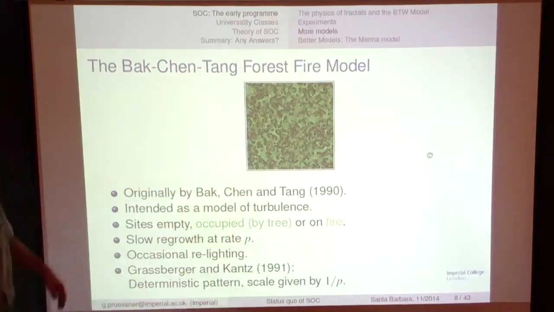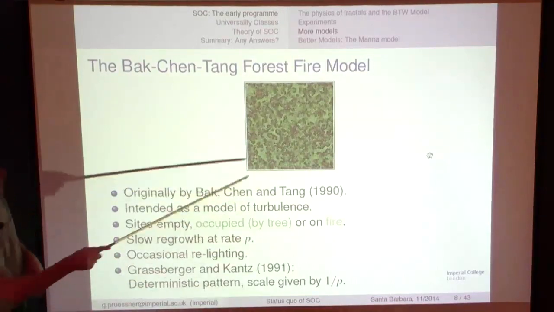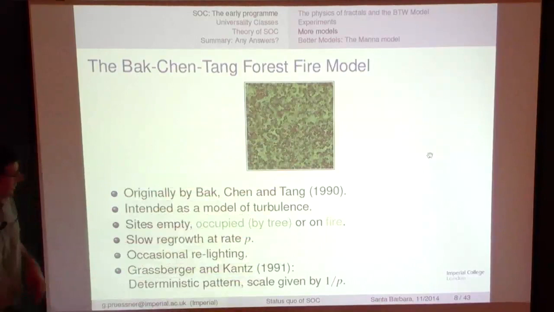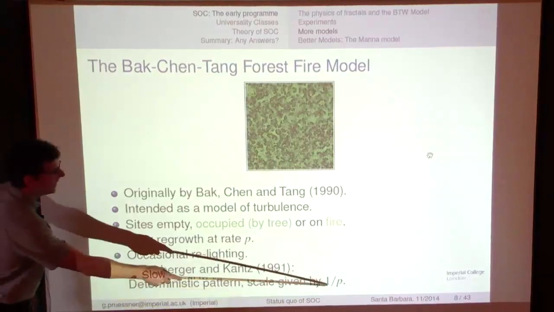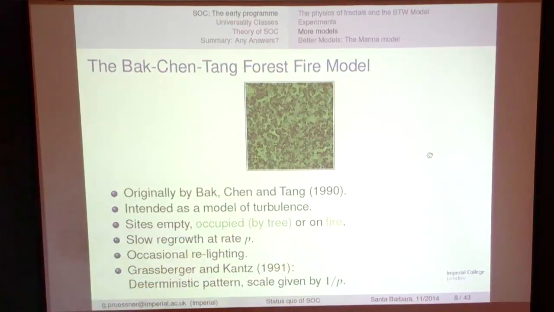I mean, if you wait long enough, then you get one big spiral, and the scale of the big spiral is given by this deposition rate of new trees. That was found by Grassberger and Kantz very quickly after the initial model was suggested. And the conclusion was, well, because you've got a characteristic scale here that is given by this quantity P, it probably has very little to do with self-organized criticality.